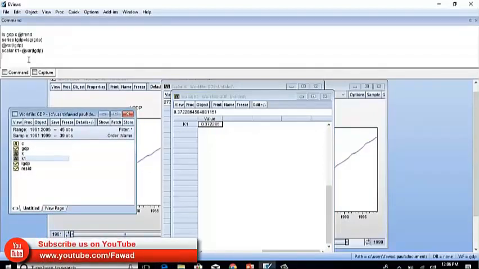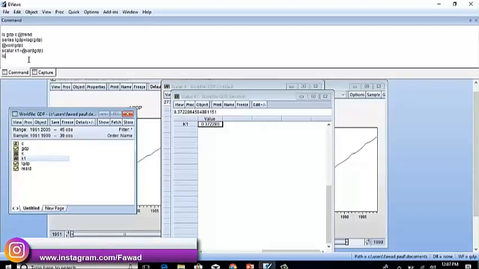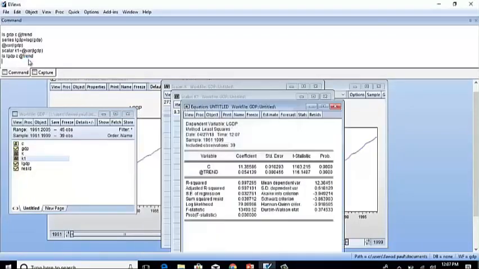So in order to check whether there is a trend or not, just write ls LGDP c @trend. So log of GDP also includes the trend. For forecasting purposes, you have to remove the trend from your variable.